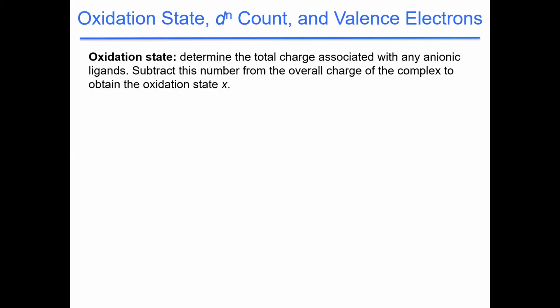Cool. So this whole semester we've been focusing a lot on determining the oxidation state for different complexes. So to do this, just to review, you need to determine the total charge associated with any anionic ligands and subtract that number from the overall charge of the complex to obtain the oxidation state.